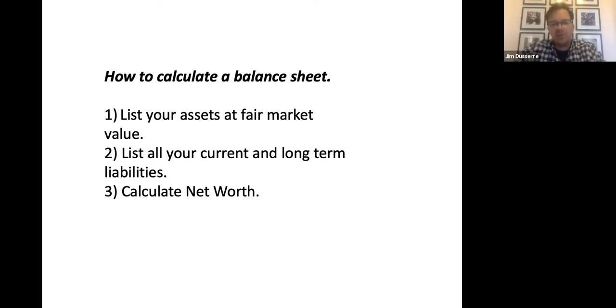So how to calculate a balance sheet: list your assets at fair market value, list all your current and long-term liabilities, and then from there you calculate your net worth. I'll go into more detail on that in the liquidity ratio video, which I'm going to post as well.